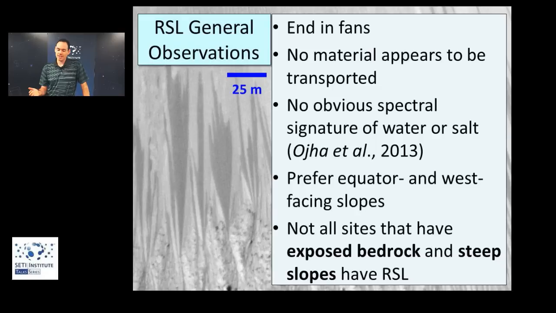And not all sites that have exposed bedrock have RSL. Kind of like I showed in Tivit Crater there, the north-facing slope did not have any RSLs, and other craters just don't have RSLs. They have exposed bedrock, they have steep slopes, but no RSL. So there must be something special happening in that subsurface, some special plumbing.